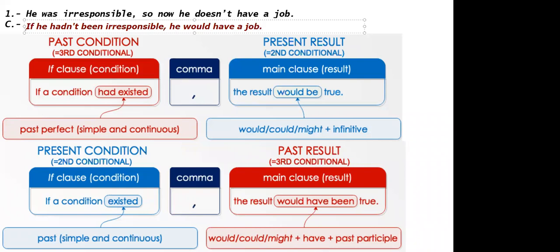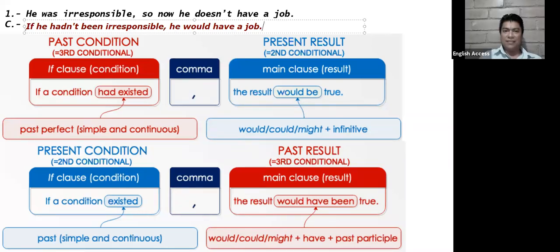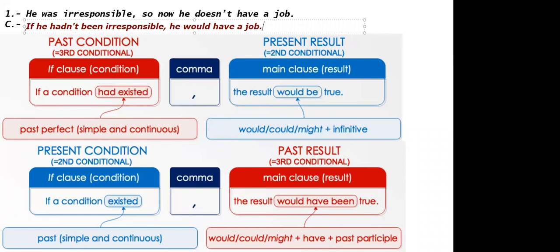He would have a job. Okay. He would have a job. Very good. Are there any questions? No? Okay, now let's work on the other ones. We have six more to do.